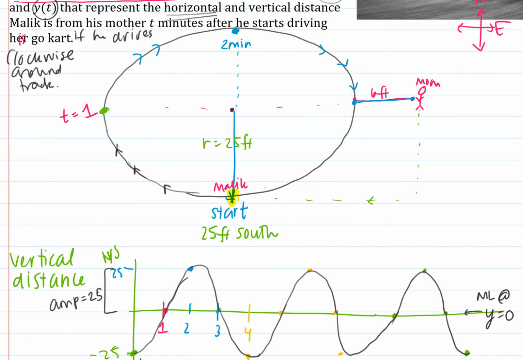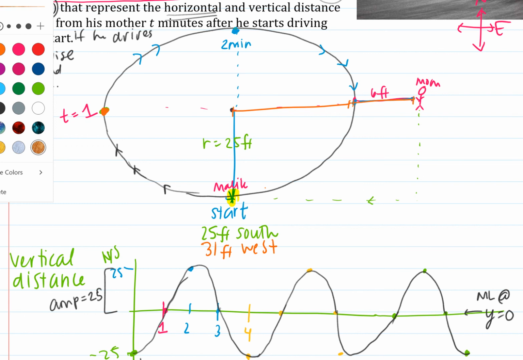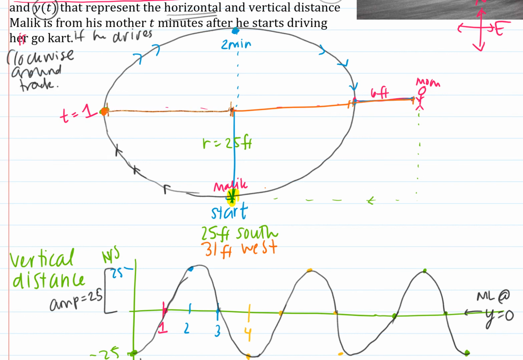Okay, he's starting in the same place, but when he starts, he is 25 feet, the radius of the track, plus an additional 6 feet to the left of mom. And so this would be 31 feet west of mom, or left. And then he travels around the track at t equals 1 minute. He's here. At this point, he is 25 feet plus another 25 feet plus that 6 feet. So that would be 56 feet left or west of mom.